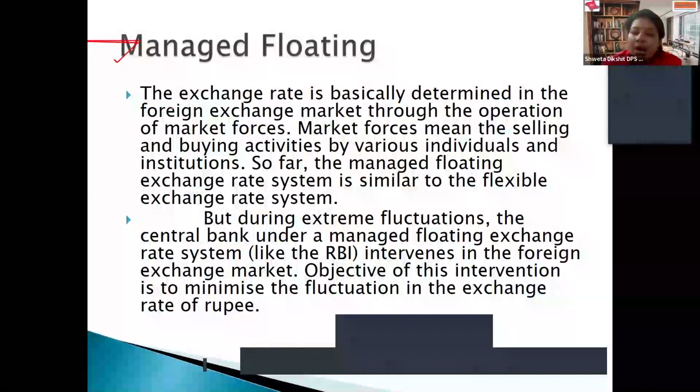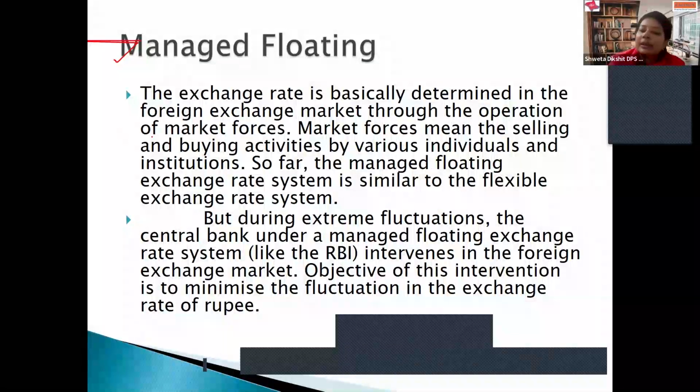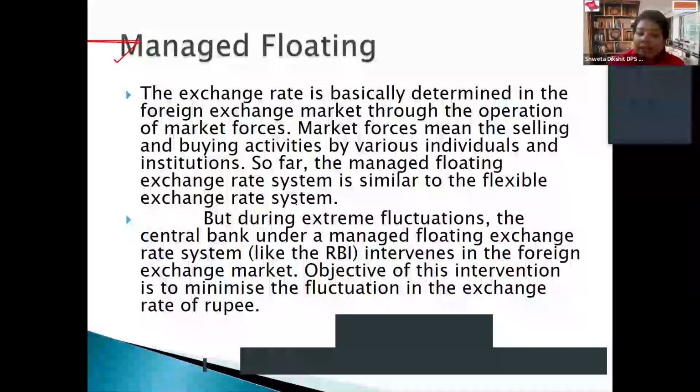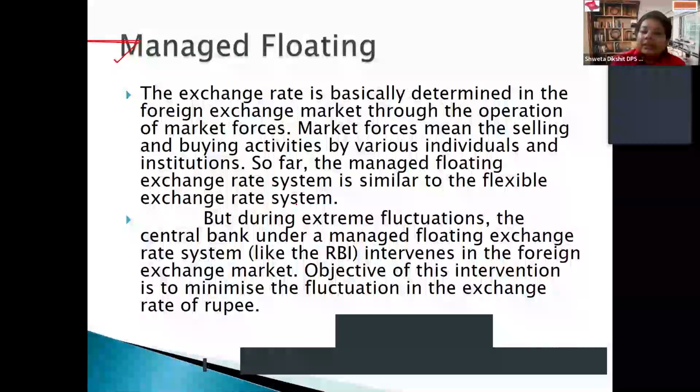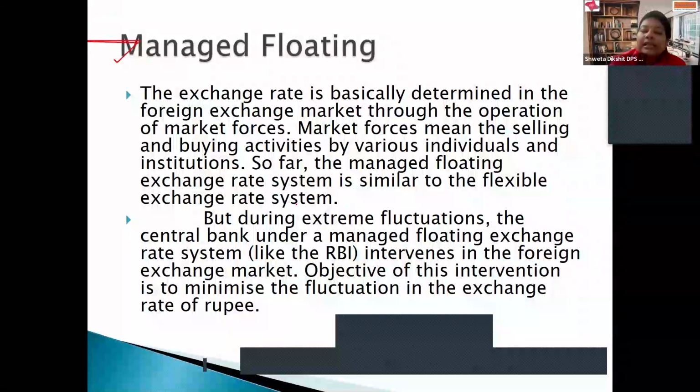And this somehow helps in controlling fluctuations. This is sometimes very important for the economy, but because it is against the ethical rules of the market, it is known as dirty floating rate. I repeat, it is also known as dirty floating rate. So managed floating rate's other name is dirty floating rate. It is because it is unethical. It is against the government norms or market norms.